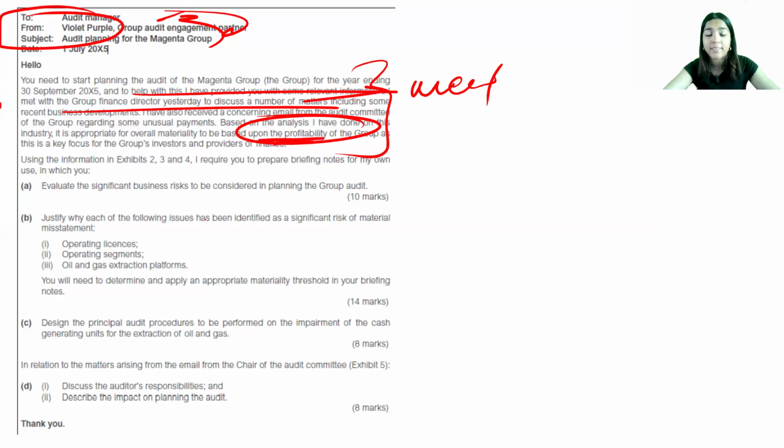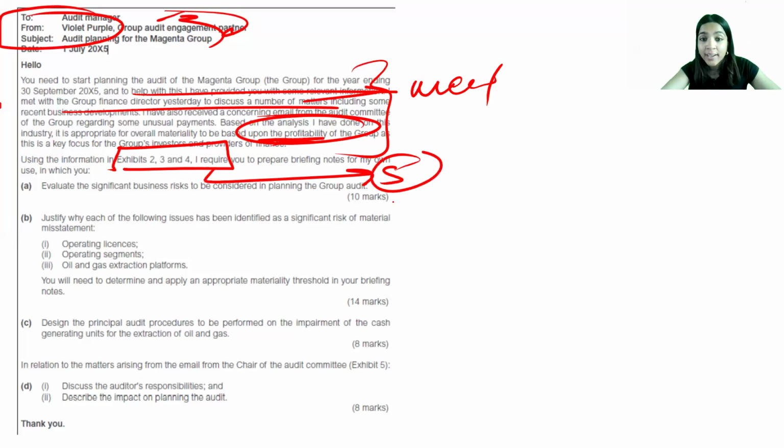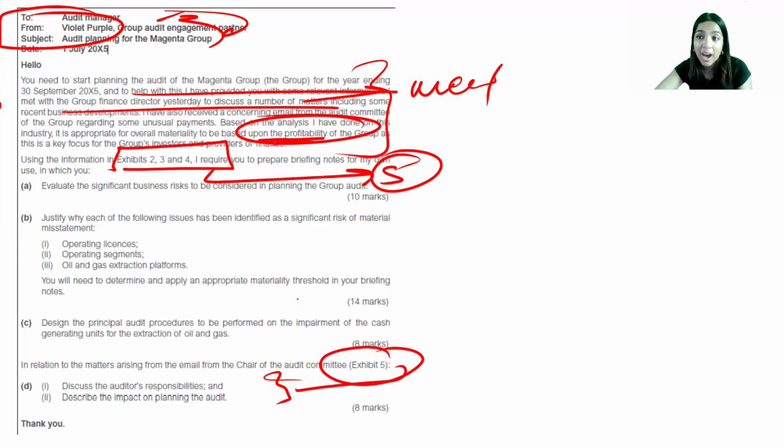Don't just find the basis of materiality and move on. Read it line by line, read it word by word, so that you understand if there is any other information which is relevant for me. Guys, pay attention. Using the exhibit 2, 3, and 4. So if there is any fifth exhibit in the question, I don't have to use that for these requirements. Exhibit 5 will relate to something else. So make sure, am I using the correct exhibits while I am answering these requirements?